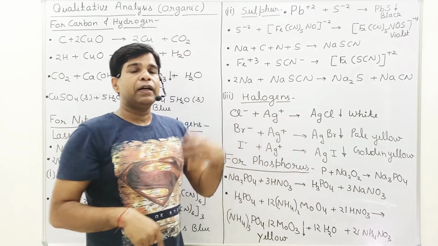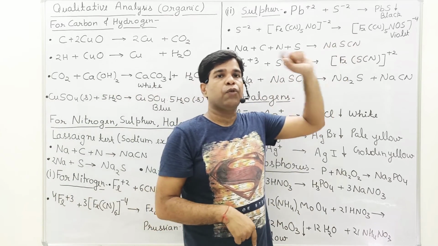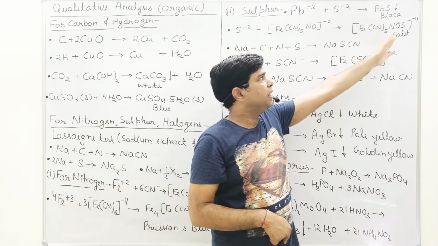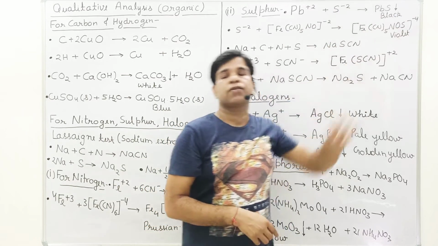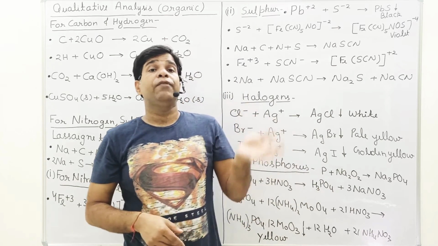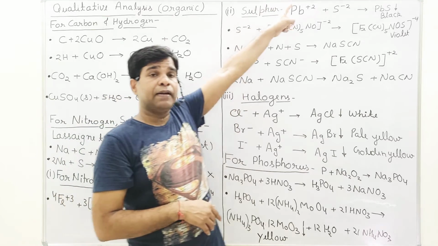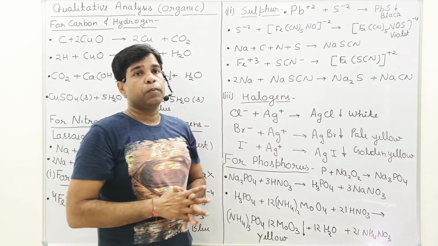They react together and give a violet colored compound, which is [Fe(CN)5NOS]4-. So alternatively we can do this test also. Detection of sulfur can be done by either lead acetate or by the sodium nitroprusside test.